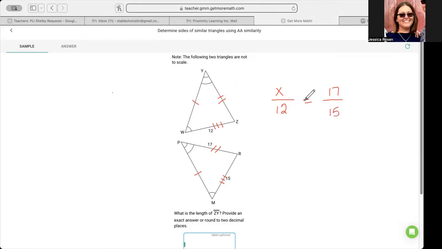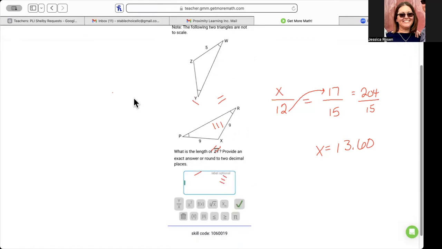And then we just cross multiply and divide, right? So we're going to cross multiply this way, put that in my calculator. It gets 12 times 17, which is 204. And then we're going to divide it by that bottom number. And that gets me X equals 13.6. And it says that we can round to 2 decimal places. So I'm assuming it needs that 13.60. So let's see. There we go. Okay. So, whew, that hurt my brain for a second.